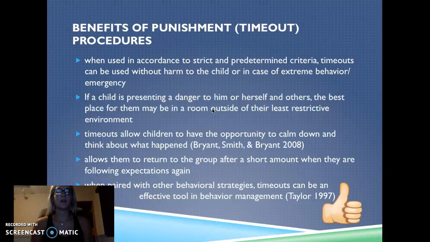If a child is presenting a danger to him or herself or others, the best place for them may be in a room outside of the classroom. Timeouts allow children to have the opportunity to calm down and think about what happened. It also allows them to return to the group after a short amount of time when they are following the expectations again. When paired with other behavioral strategies, timeouts can be an effective tool in behavior management. However, when paired, the timeout still should not be the main part of the behavior plan.